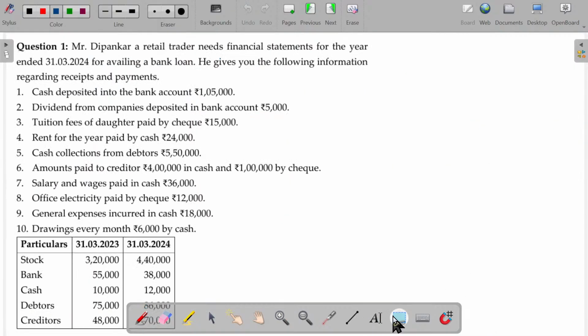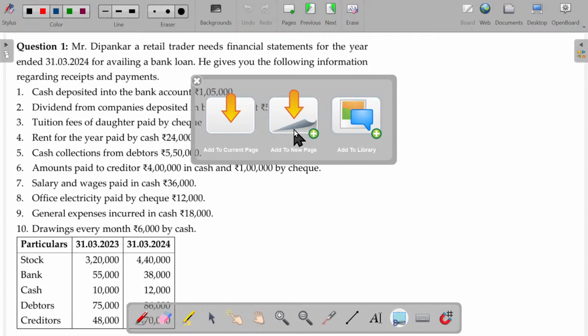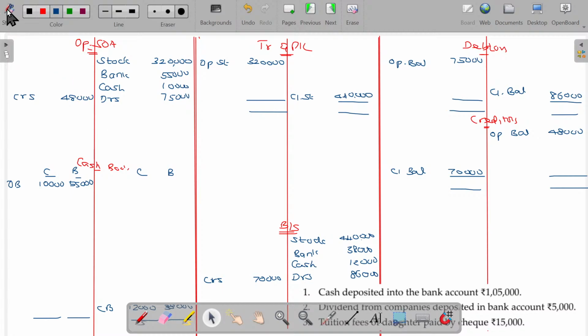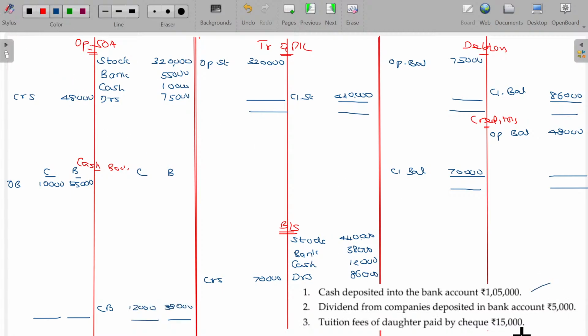Now, 10 transactions are there to be incorporated. Let me finish the first 3 transactions. Come on, tell me, how can I record the first one? Cash deposited into the bank account, 1,05,000. For the bank, 1,05,000 is the receipt. For the cash, 1,05,000 is the payment. Under bank, it is named as cash; under cash, it is named as bank. For bank, it is a receipt. For cash, it's a payment. Contra entry.